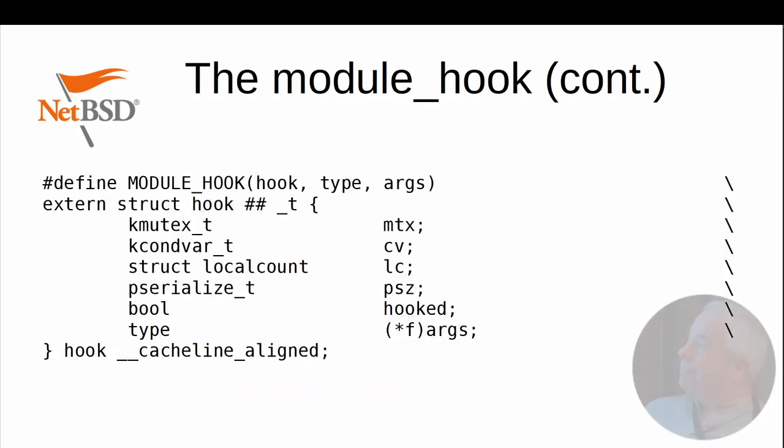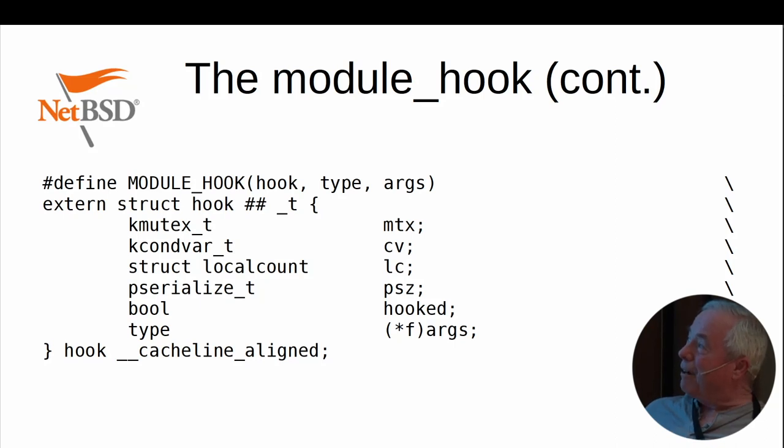So the module hook is a macro that defines the hook. It's got a mutex and a convar and a local count and a passive serialization. Then it's got the two important things. One is a flag that says the hook is set or not set. And if it's set, then there's a function pointer with an argument list inside the structure. So the hook structure itself is all synchronization variables, and, oh by the way, we have a function pointer. It's fairly heavyweight, but you don't do it that often, and it's not really all that much memory.